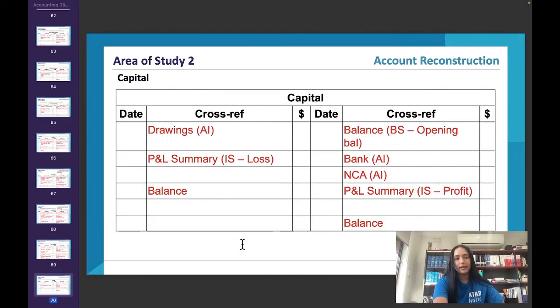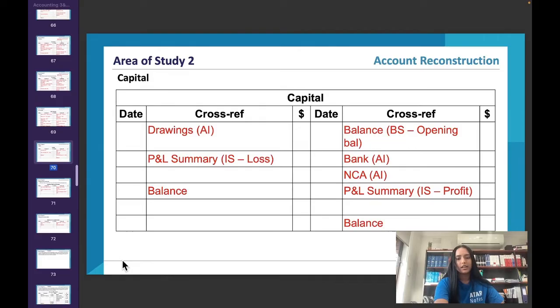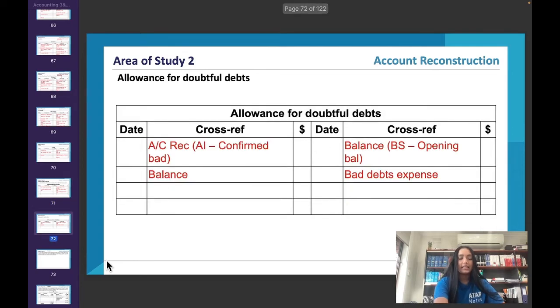This is the template for the capital account for when we're reconstructing that. This is the template for the disposal of non-current asset account, and it is possible that the question will ask you to reconstruct the disposal of non-current asset account. And similarly with the allowance for doubtful debts account.